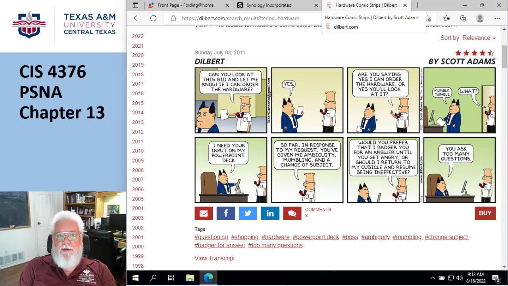Okay, welcome to Chapter 13, the lucky chapter. Chapter 13 is on server hardware strategies, page 221. They first start talking about what a server is.